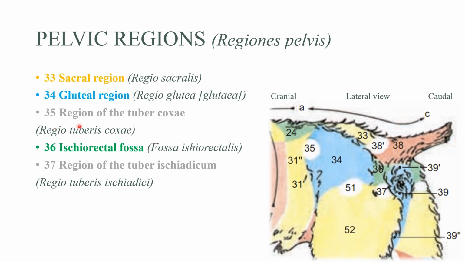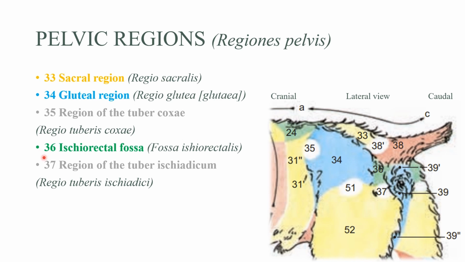Next, we have the region of the tuber coxae, which is right here, number 35 in white. Now, this is the tuber of the coxae, or tuber of the hip. This is like a mound on the body. This is bone that you can feel really well through the skin and through the muscles. You can kind of see it. I mean, it's covered in skin, but still you can see it pretty well.